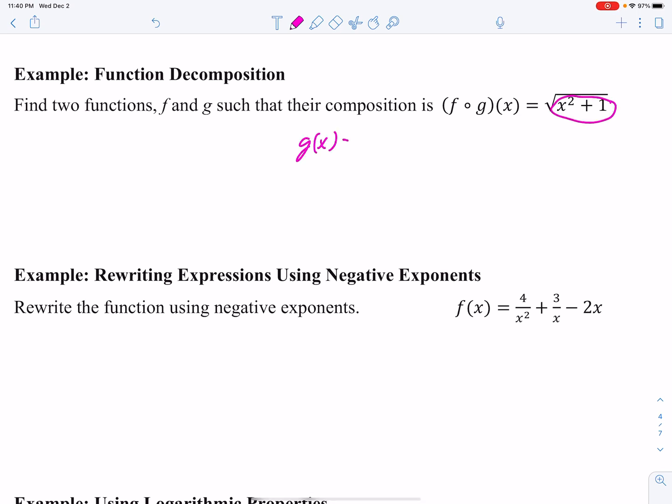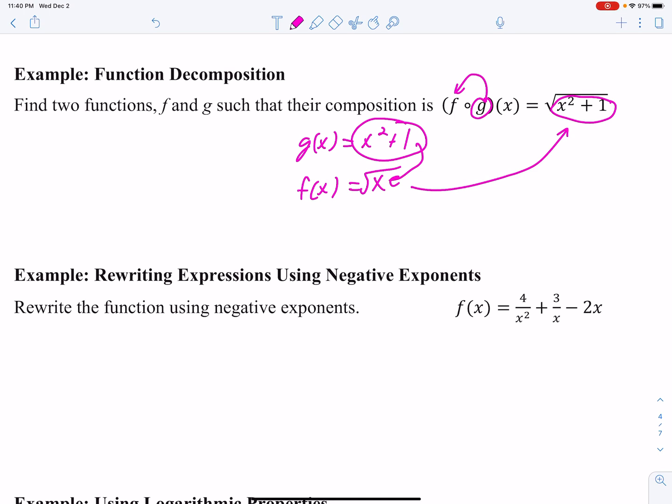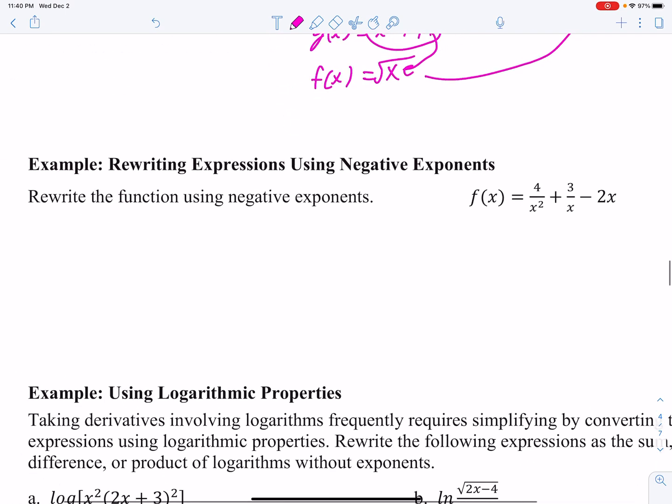So g of x equals x squared plus 1. And f of x, if we took that out and just put an x under there, f of x would be radical x. Okay? So again, notice what we did. We take this g function, plug it into the f function where you see an x, and that's what we get. Make sense? Hopefully? Okay. All right, let's see.